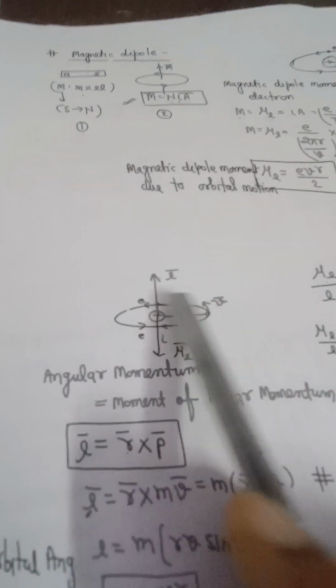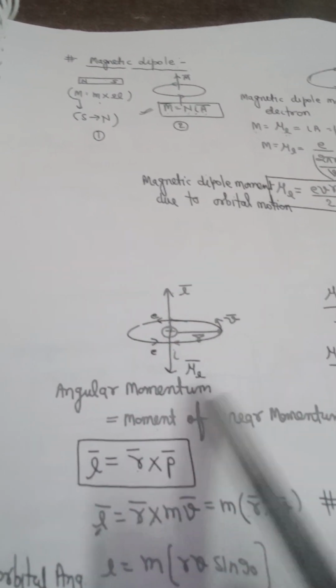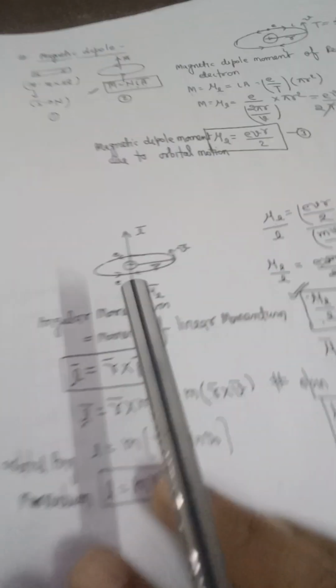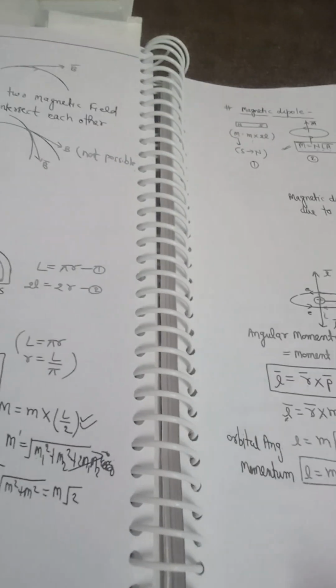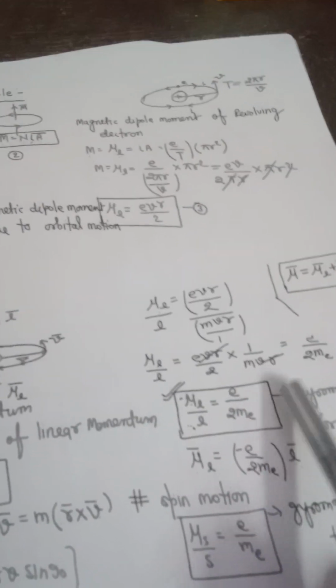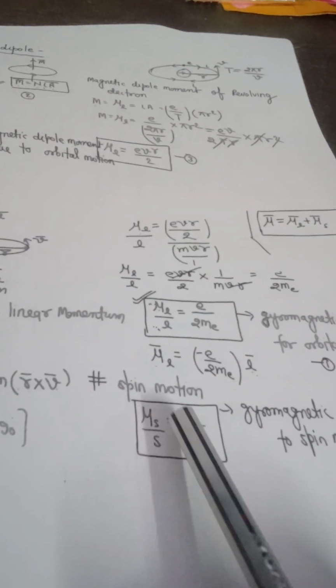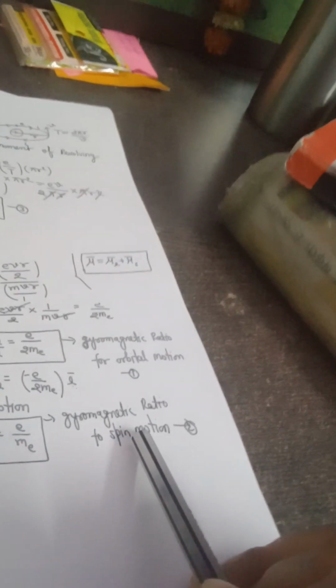So in an electrical circuit, angular momentum is the moment of linear momentum, L is equal to r cross p. So after calculating, orbital angular momentum is L is equal to m v r. M bar is equal to M L plus M S. So M L upon L is equal to e upon 2 m e. This is the gyromagnetic ratio of orbital motion, and spin motion M S upon S is equal to e upon m e. It is the gyromagnetic ratio of spin motion.